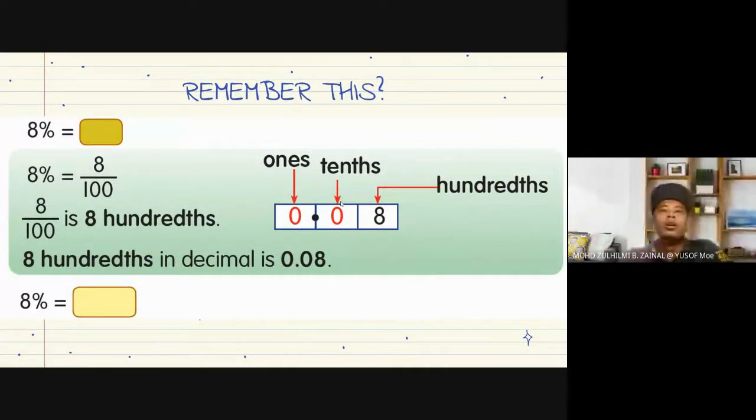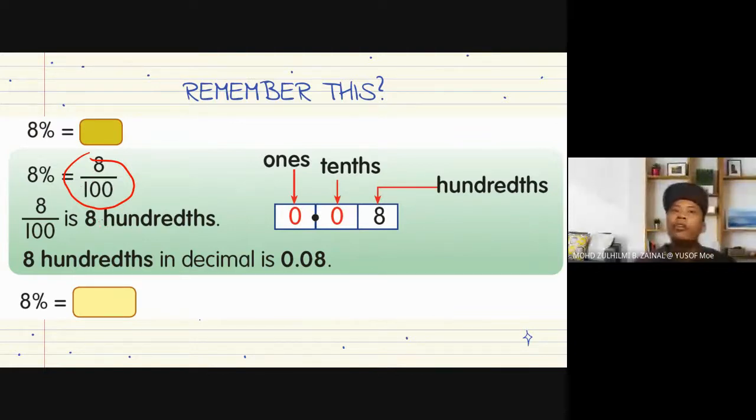This is the repeated method, as the teacher taught. If the question gives you 8%, remember how to do this? Remember, 8% is actually 8 over 100. Okay, 8 over 100, so 8 hundredths.